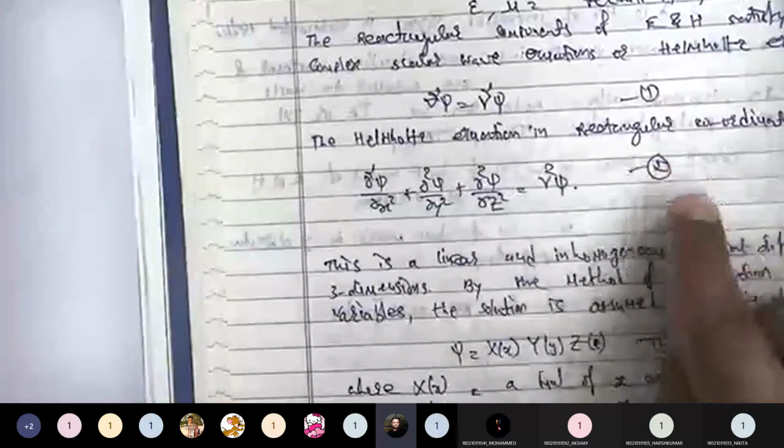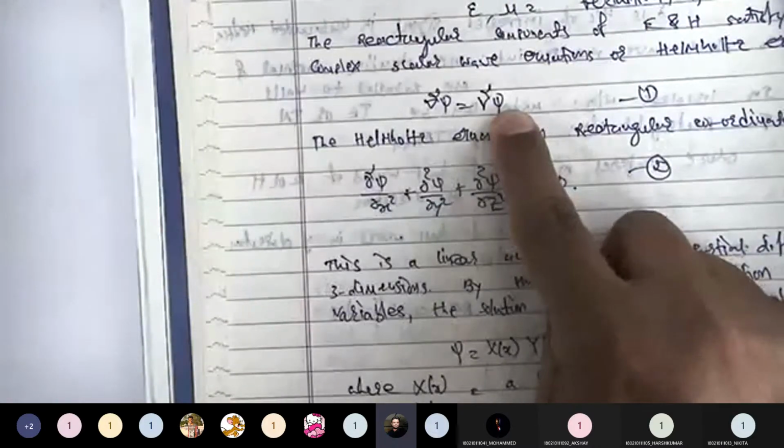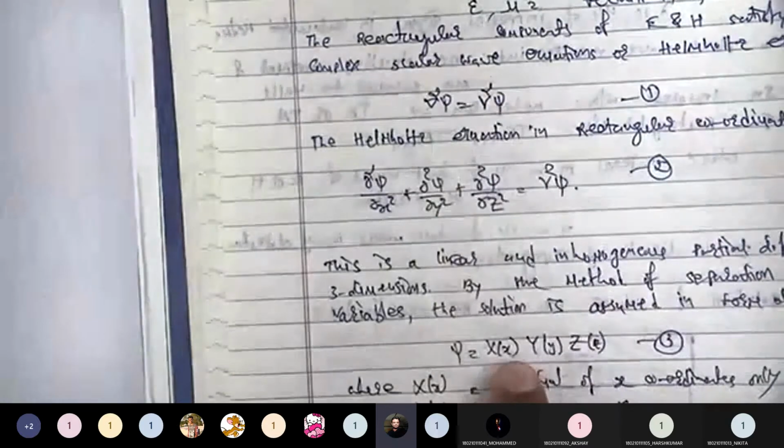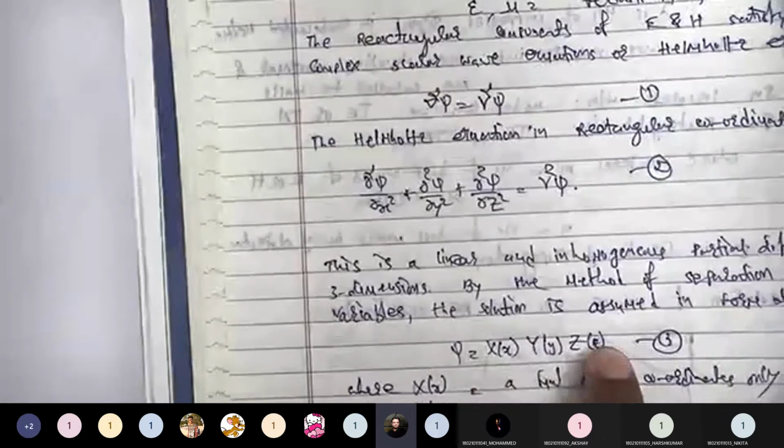So what was our objective? Our objective here is to find out the solution of this sigma. The sigma શોધવા માટે આપણે શું કર્યું કે આપણે સેપરેશન ઓફ વેરિયેબલ મેથડ યુઝ કરી અને x of x, y of y અને z of z શોધવાનો પ્રયત્ન કર્યો.